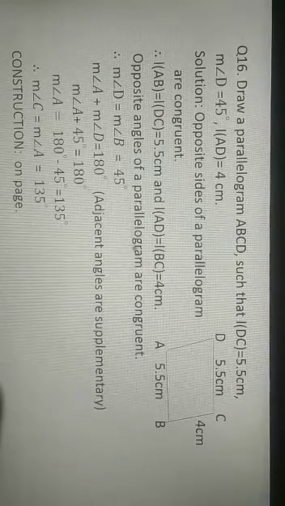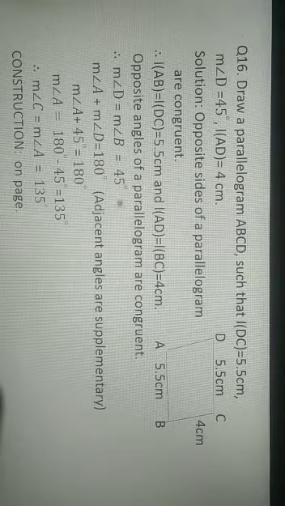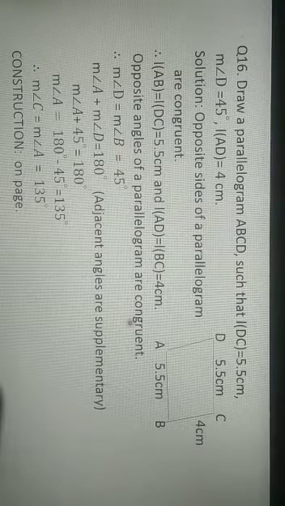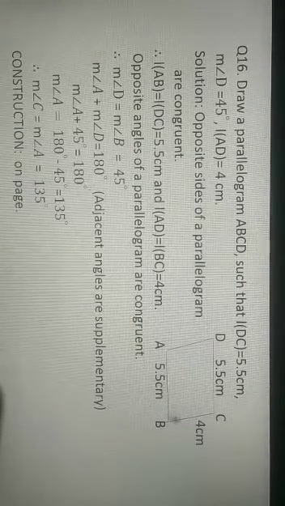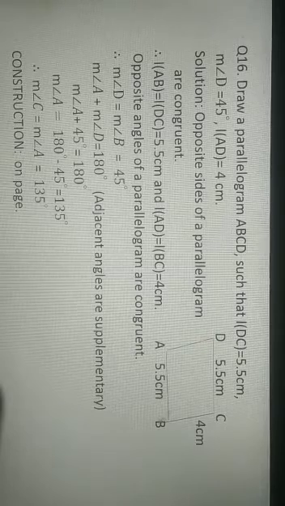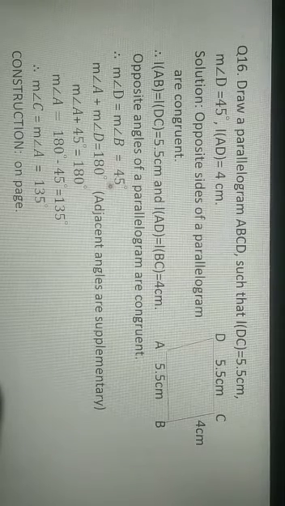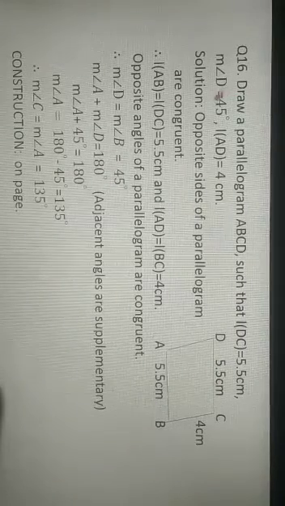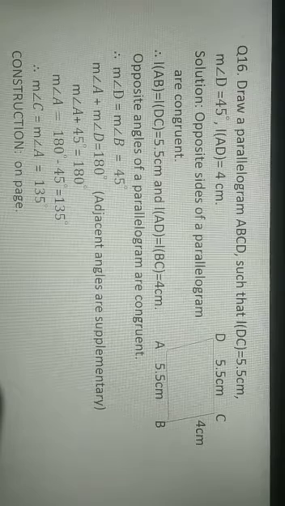Now opposite angles of a parallelogram are congruent. This also we know, this is the property of a parallelogram. Therefore, measure angle D is equal to measure angle B. These two opposite angles are equal. Measure angle D is equal to measure angle B is equal to what? 45 degree, because measure angle D is given as 45. So naturally B will also be equal to 45.